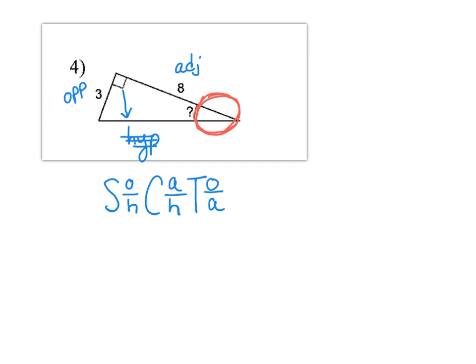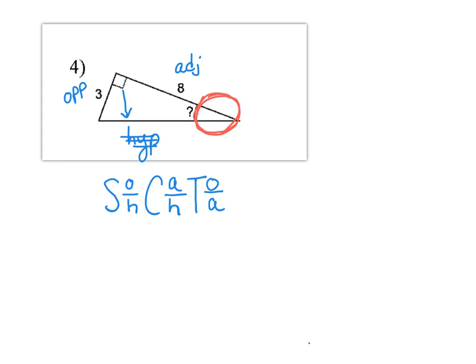In this particular problem, we have an opposite side and an adjacent side. So which trig function are we going to use? Sine, cosine, or tangent? The answer to that question? Tangent. We're going to use tangent. But we're looking for an angle, not a side. So we're going to use our inverse tangent function.